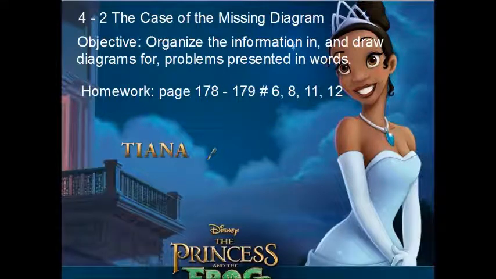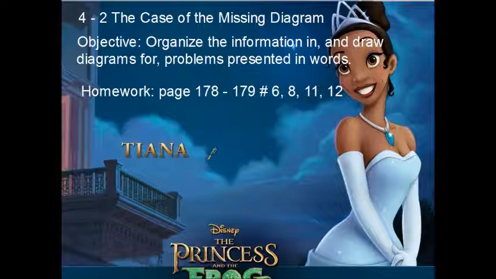Welcome to Section 4.2, the case of the missing diagram. The objective of this lesson is to organize information in and draw diagrams for problems presented in words. So for our homework, we're going to be working on page 178 to 179, numbers 6, 8, 11, and 12.